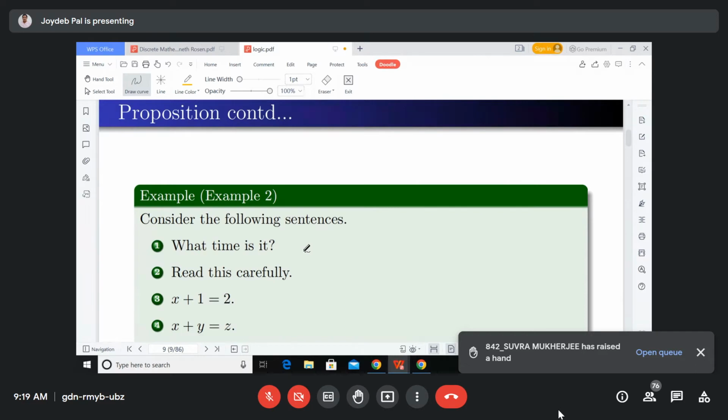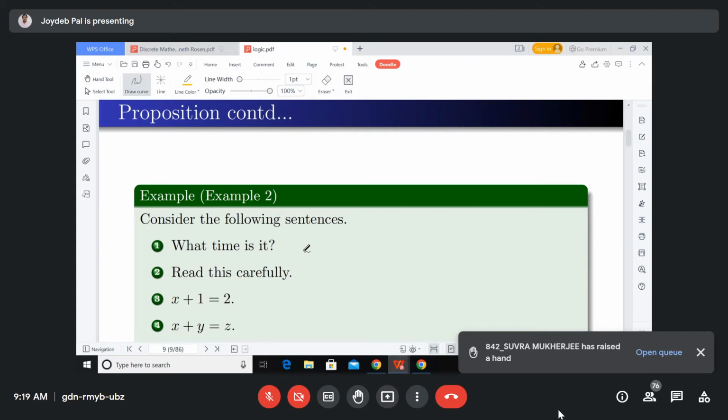No reason. It is not true, it cannot be false, true or false is not determined. It is also not declarative, right? It is a command kind of statement. It is a command. It is not declarative.